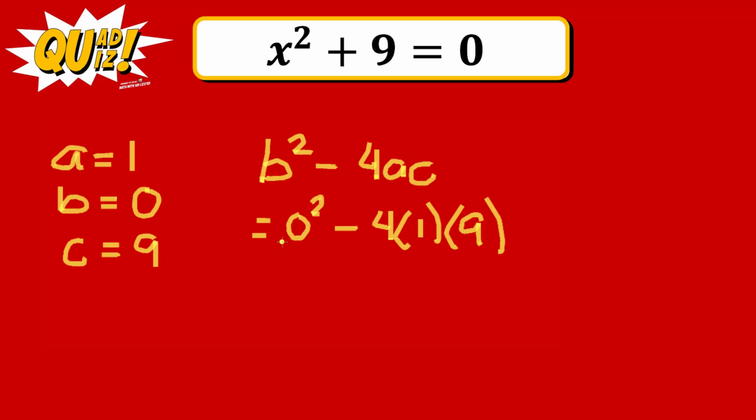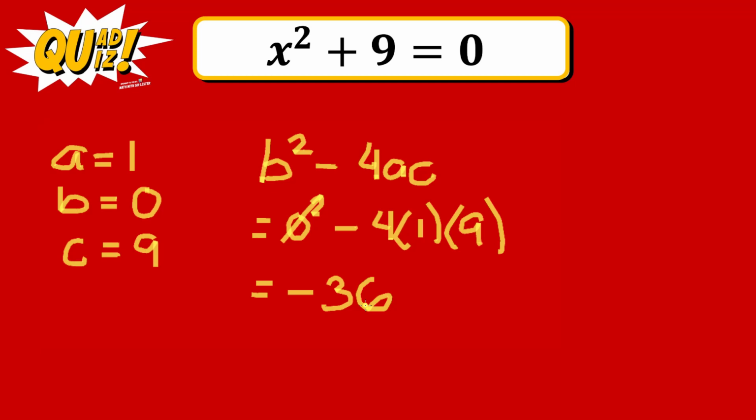Of course, 0 squared is just 0. So our discriminant, please do not forget the negative here, 4 times 1 times 9 is 36. So the value of our discriminant is negative 36. Again, it's not positive, but it's negative 36.